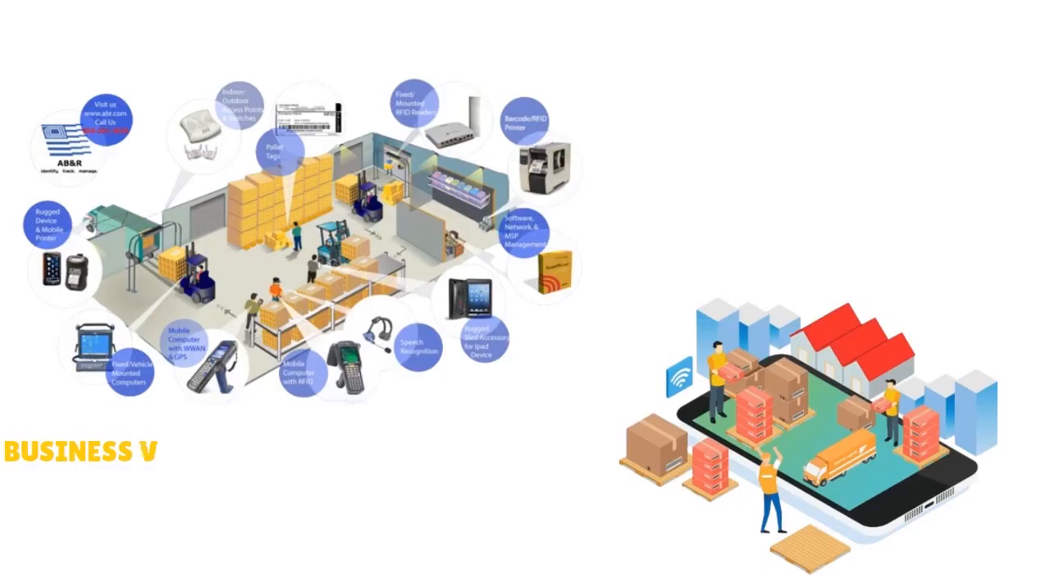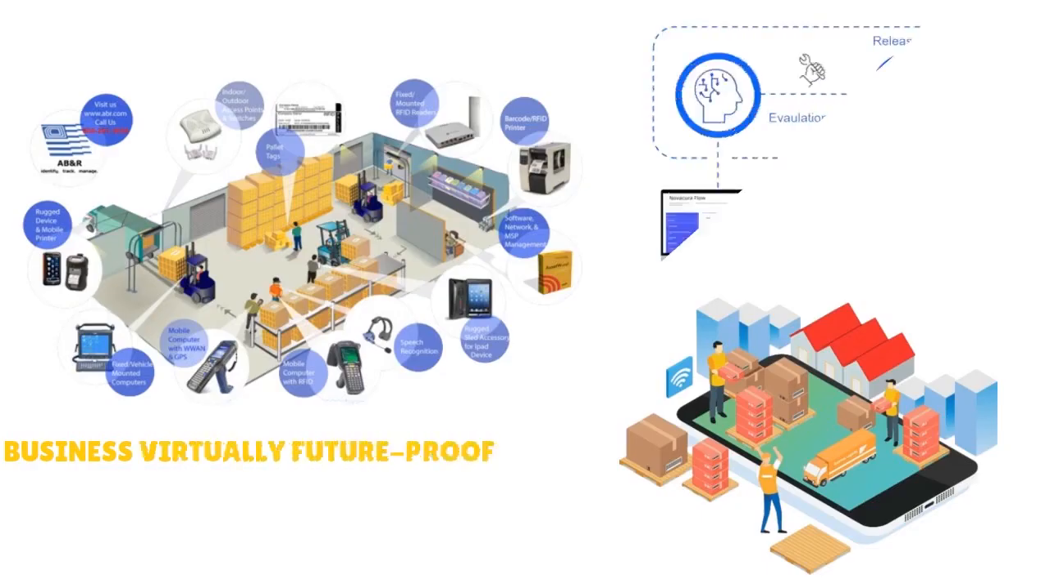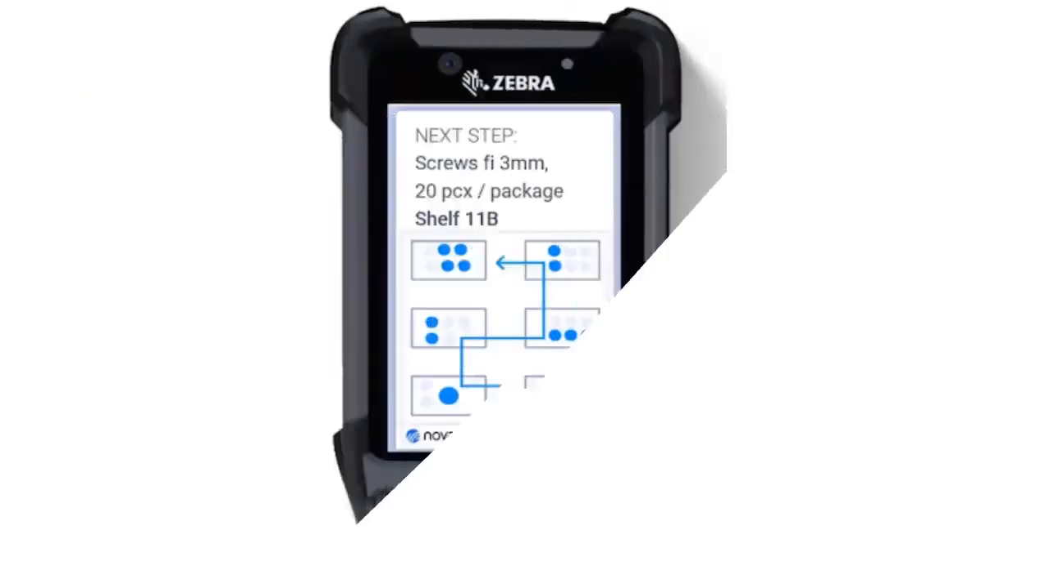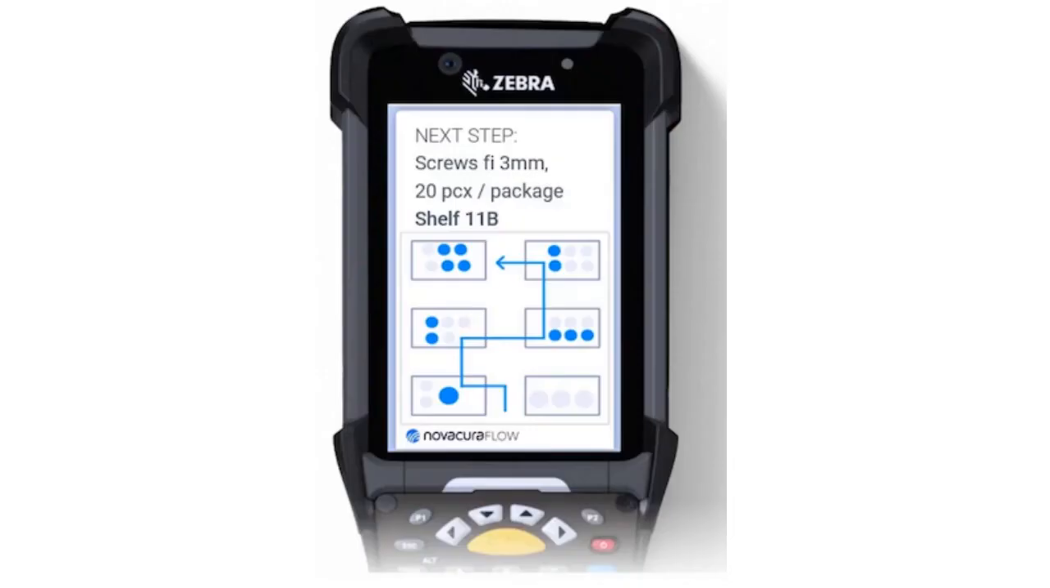Okay, and Novacura makes your business virtually future-proof. So business systems can be really powerful when embedded into Novacura. So this is kind of cool. And again, the whole thing here is low code, so you don't have to have a PhD in inventory management to understand everything here. I want to show you on the screen here the Zebra. This is the Zebra Novacura Flow scanner, and so you are able to see exactly what's happening.